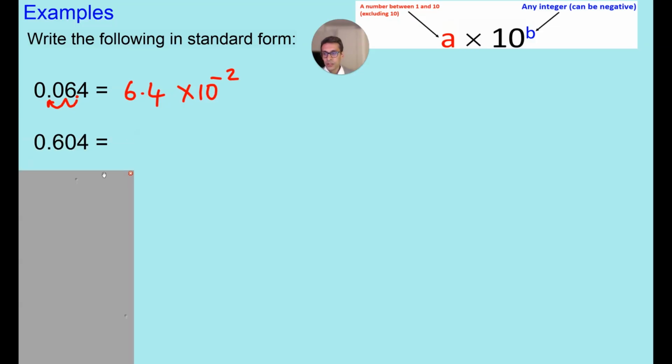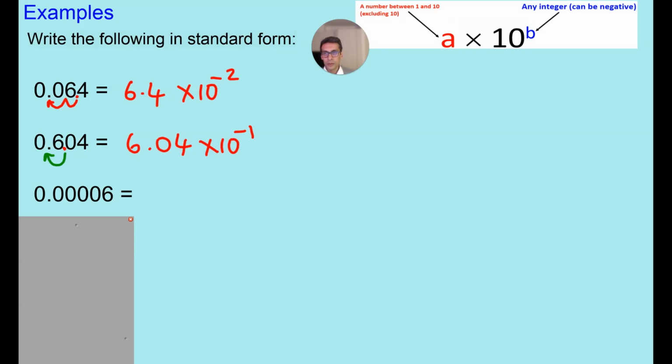Okay, you can try this yourself if you pause the video, but I'm going to show you a second example here. Where does the decimal go to make it a number between 1 and 10? Well, it's going to have to be 6.04. So we're going to write 6.04 times 10 to the power. Now, the decimal is going to have to move 1 place to the left. So it's times 10 to the power negative 1. Now, that's just the same as dividing by 10. In the previous example, we divided by 100.